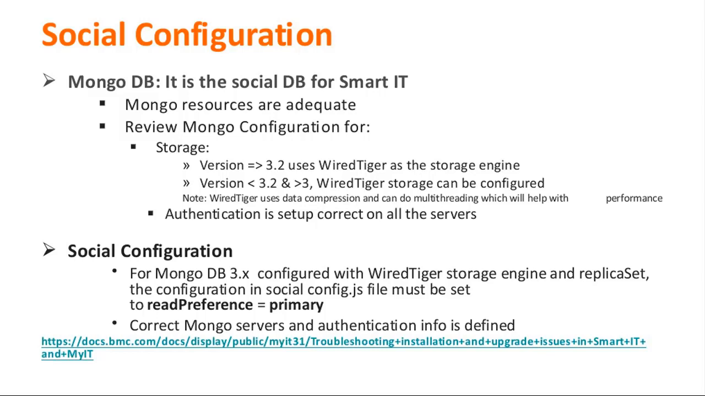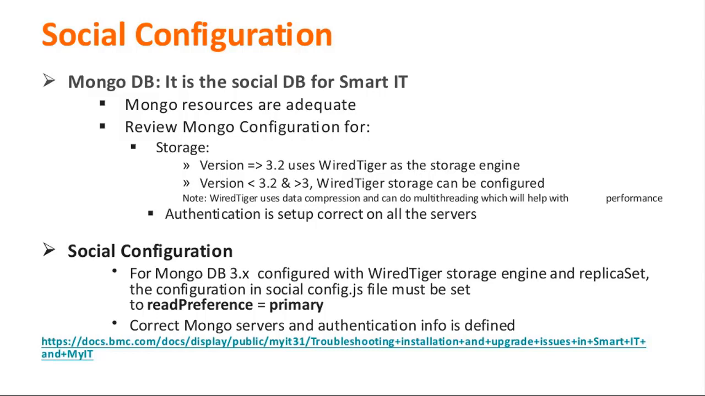We've seen data getting compressed to almost 1/6 the size with WiredTiger compared to without. This becomes obvious as the data in the Mongo database grows. When you reach a certain threshold, you'll start noticing performance issues if you do not have it set up with the WiredTiger storage. You should also review the authentication setup to make sure all the servers are set up correctly.